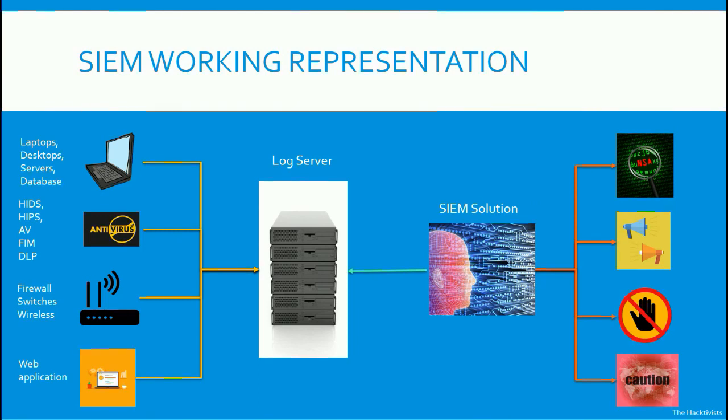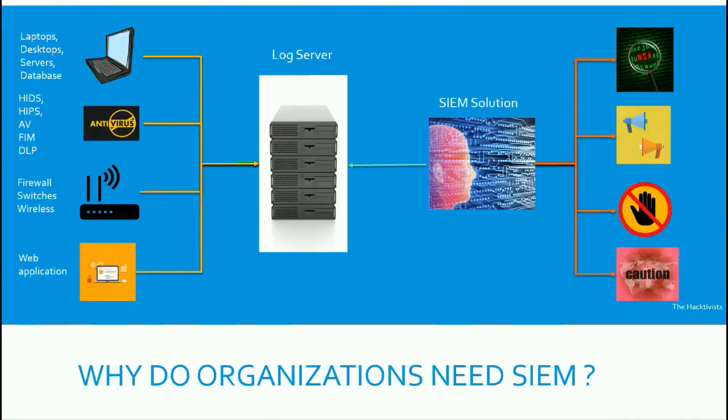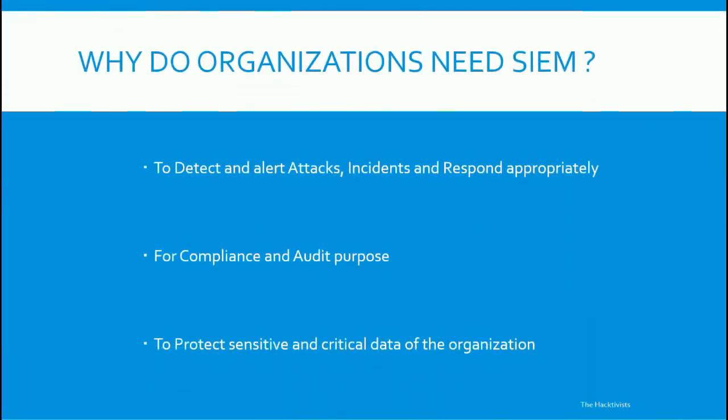The last thing is about giving a caution or notification if something is changed in the behavior or analysis of the network. So it not only alerts for a particular attack, but it also gives you a caution if there is something suspicious going on, by going through all the information it has on a log server that is collected from different sources. Now, why do organizations need SIEM?